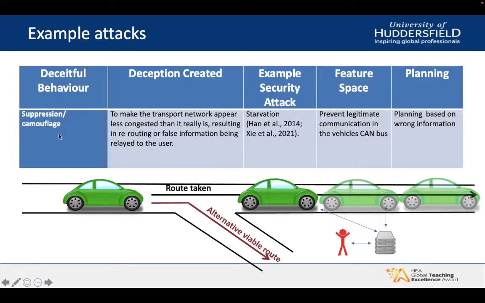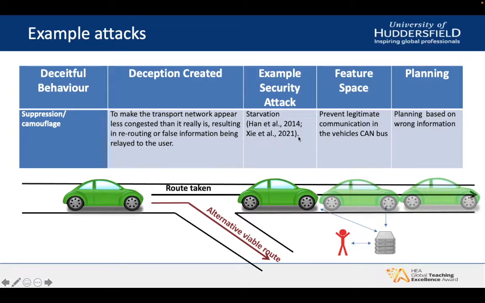So the first one we mentioned earlier on is suppression and camouflage. This is where we're aiming to suppress activity in the system, whether that's to make the transport network appear less congested than it really is, to force rerouting. That is one valid reason as to why I would want to do it.